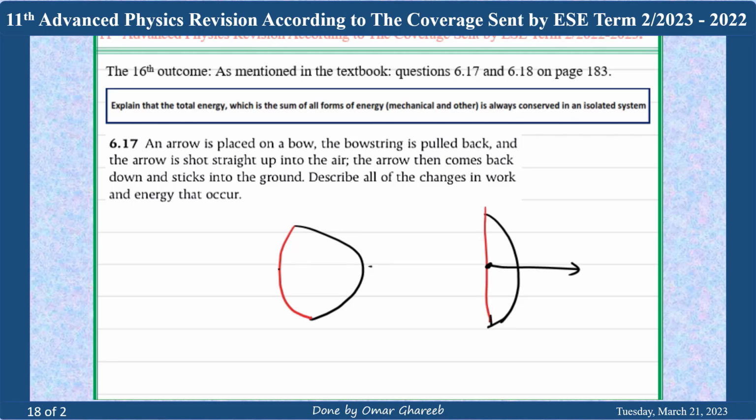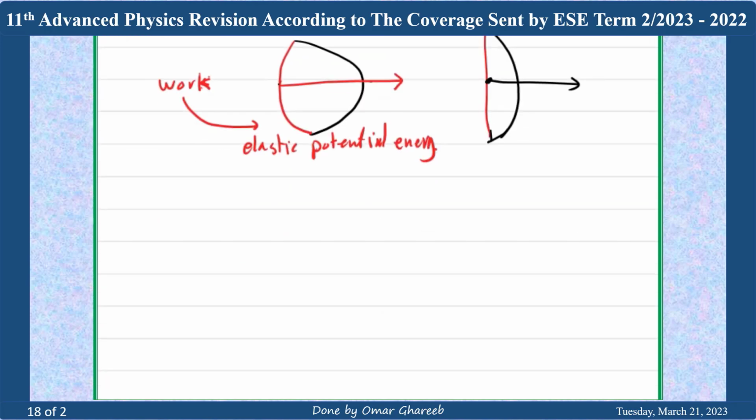So you do work here by stretching it back. So here we have work, and this work is converted into elastic potential energy. Now if you aim your arrow upward, it will go up like this, like a projectile, and it will go back.